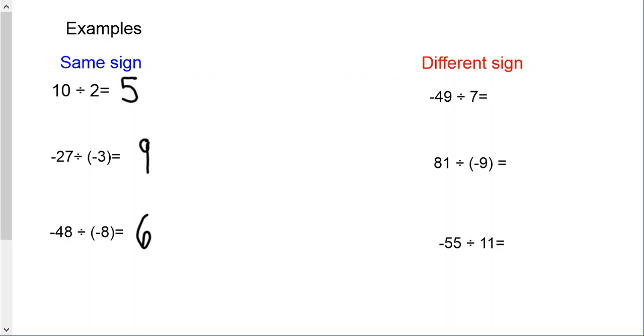All right, and just like with multiplication, different signs, your quotient, which is the answer we get when we divide, will be negative. So negative 49 divided by 7 will give you negative 7. And 81 divided by negative 9 will give you a negative 9. And last one, negative 55 divided by a positive 11 will give you a negative 5.